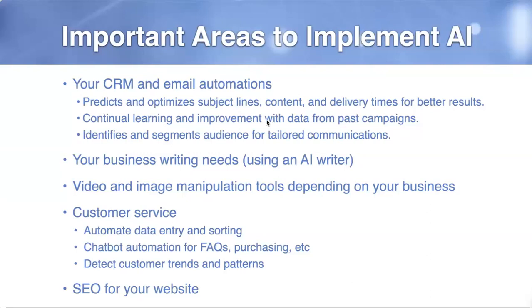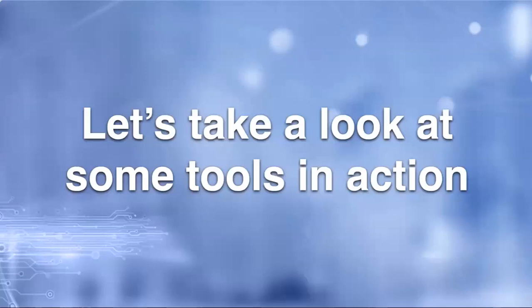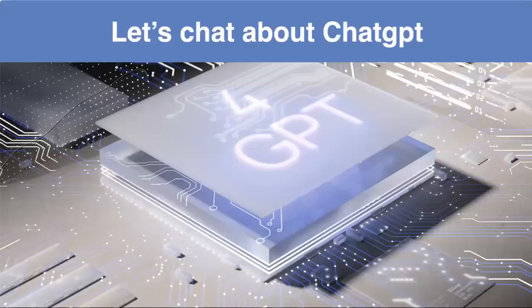And then search engine optimization for your website. That's the other important area that you really want to look into AI for, and again, that's another whole webinar. But these five areas are the ones you really want to pay some attention to and look into. All right, so let's take a look at some of the tools in action. My favorite part. And of course, we've got to chat about ChatGPT since it's the media darling right now.